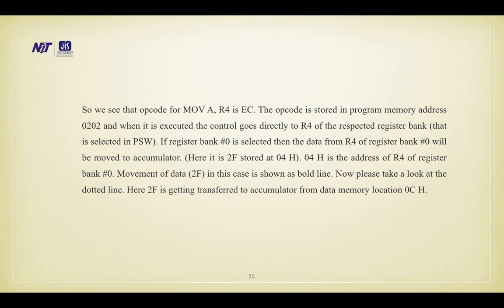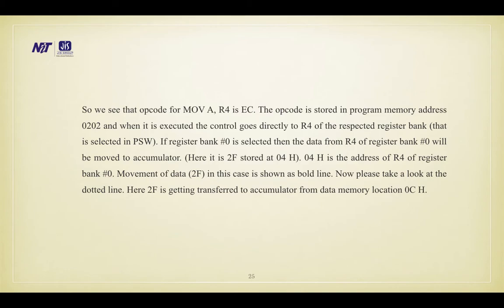The opcode is stored in program memory address 0202. When it is executed, the control goes directly to R4 of the register bank that is selected by PSW. If register bank 0 is selected, then the data from R4 of register bank 0 will be moved to the accumulator. Here it is 2F stored in 04H. So 04 is the address of R4 of register bank 0. Movement of data 2F in this case is shown as a bold line.